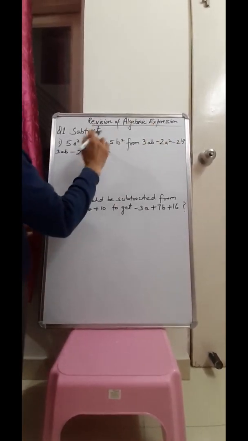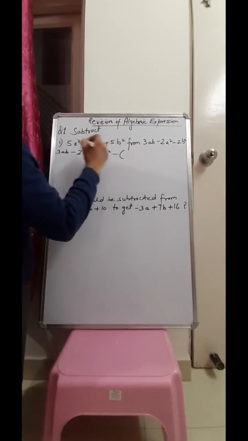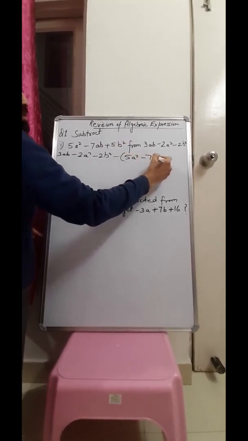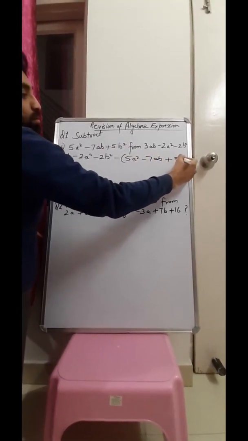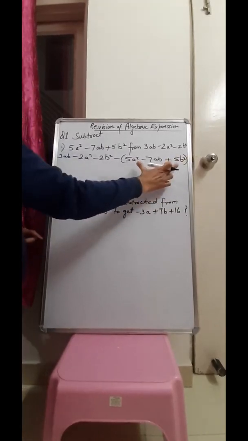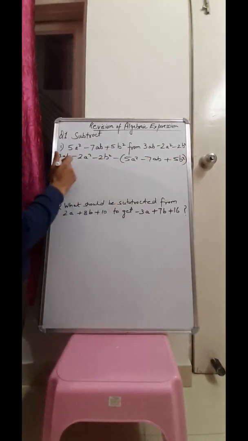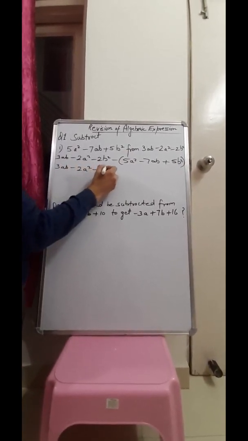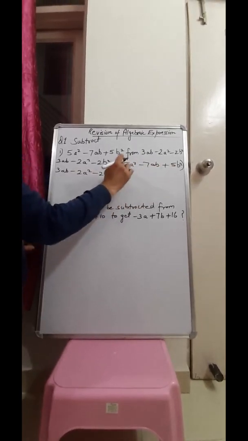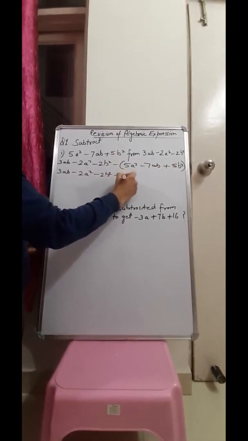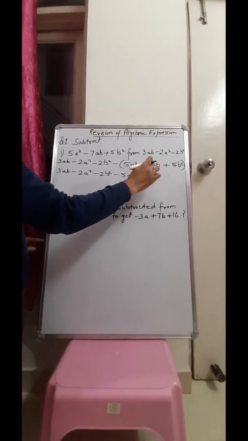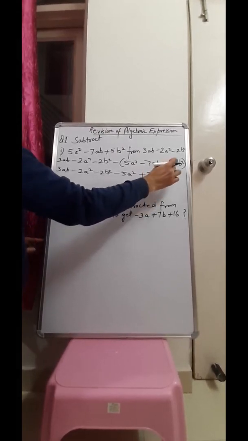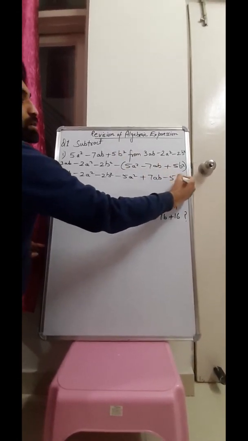And from this we have to subtract this one, so that I am going to keep in a bracket, that is minus bracket 5a square minus 7ab plus 5b square, bracket close. So now we can see that before a bracket there is a sign of minus. The first expression will come as it is, and now when you open the bracket, what will happen? This plus will become minus 5a square. All the terms' signs will get changed. So minus minus plus 7ab, plus minus minus 5b square.